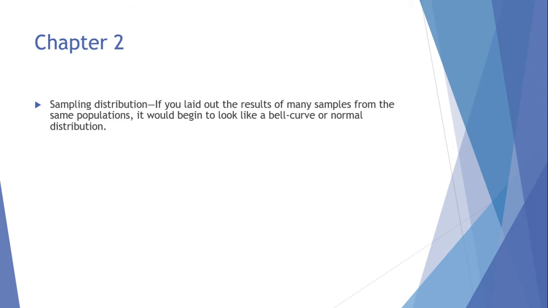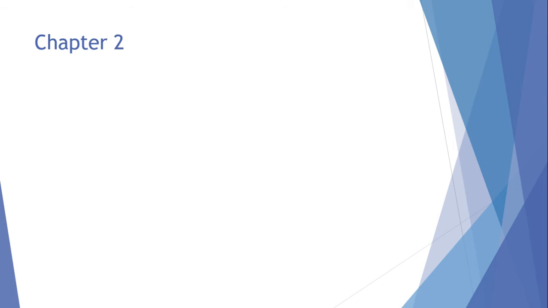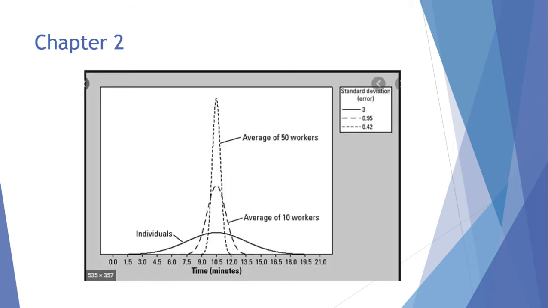Now, sampling distribution is closely related. What we mean by that is if you laid out the results of many samples from the same population, it would begin to look like a bell curve or a normal distribution. So let's back up a second, and you can see an example here.